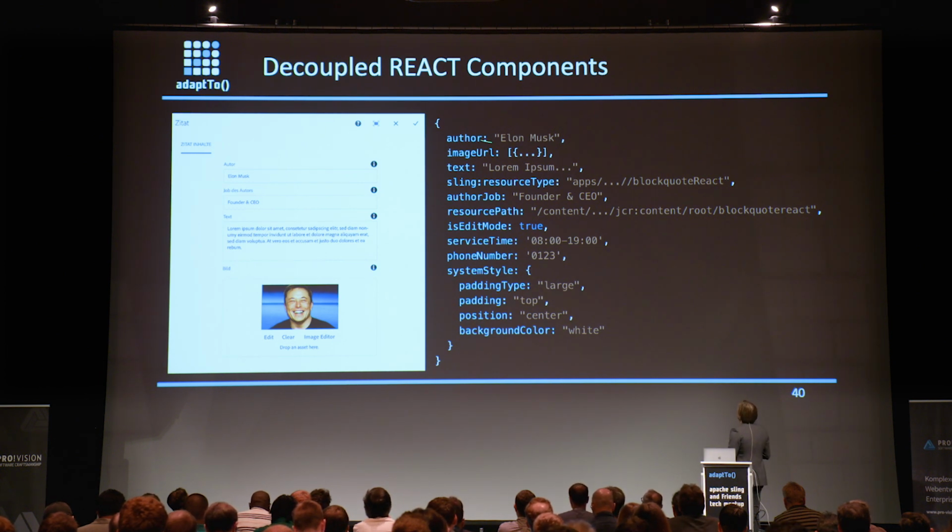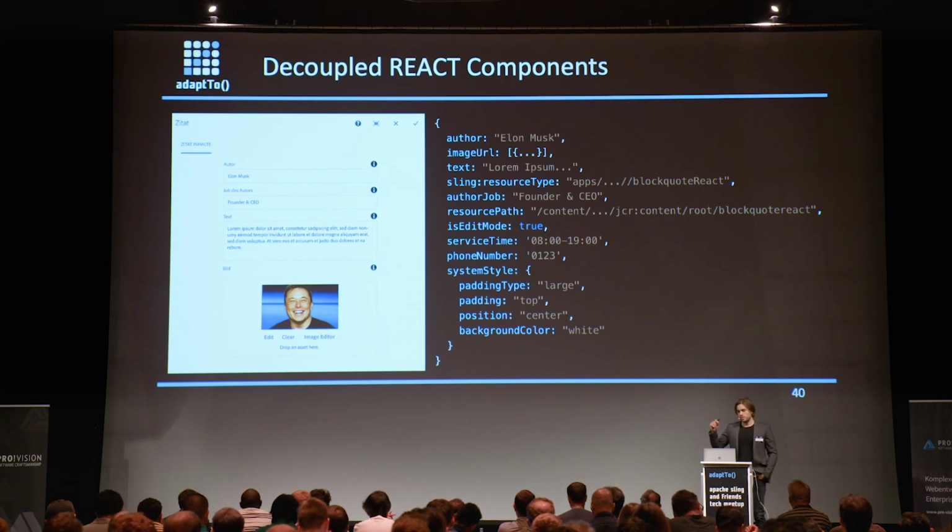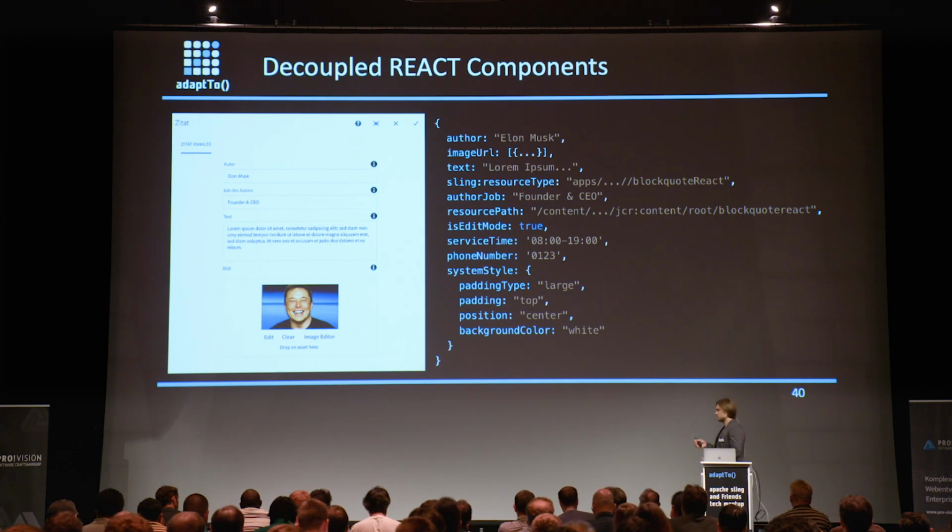So again, here you have your author, job, text, and some other properties I told you about. So this is edit mode true, service time, stuff like that. And even though here there's an object which is basically the style system, so we're using the normal AEM style system to do the padding and the background color for every component. This is included in the provider. So whenever we develop a new component, it's already working with the style system, and the author can select it should be red background color and the very big padding, for example.